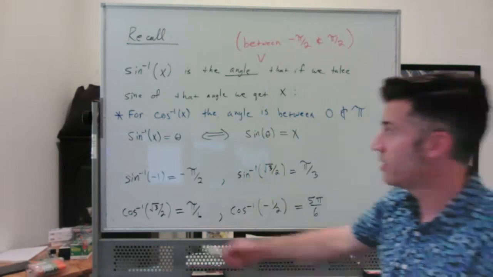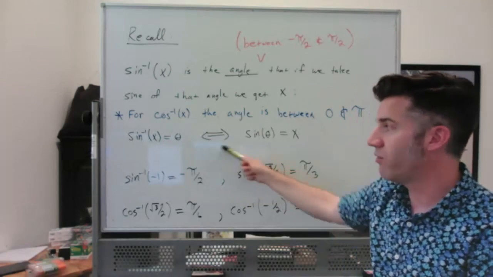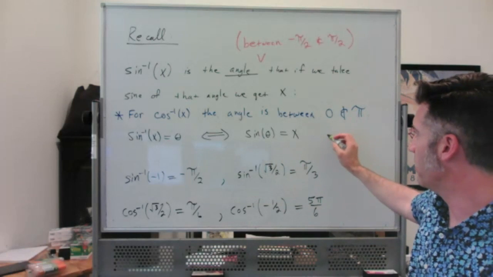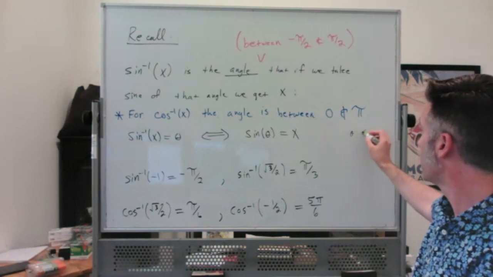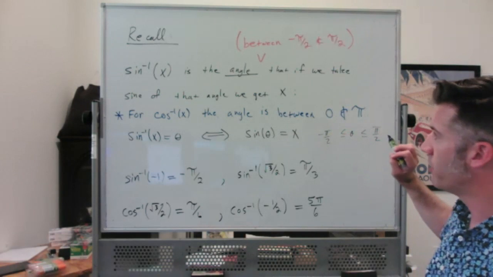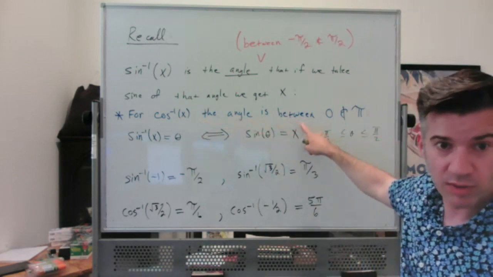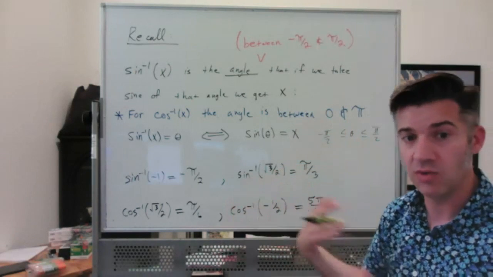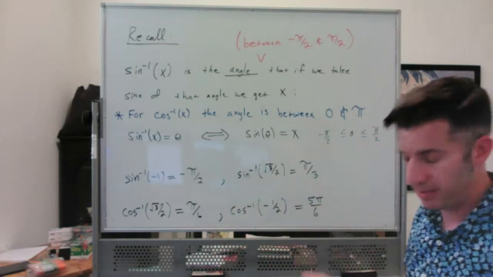So for example, inverse sine of x equal to an angle is equivalent essentially to sine of that angle equaling x. But we should really say that the angle theta is between negative pi over 2 and pi over 2. And I also wrote down, because I thought it was important, for inverse cosine of x, the angle is between 0 and pi. So for inverse sine and inverse tangent, the angles you get are between negative pi over 2 and pi over 2. For inverse cosine, the angle is between 0 and pi.